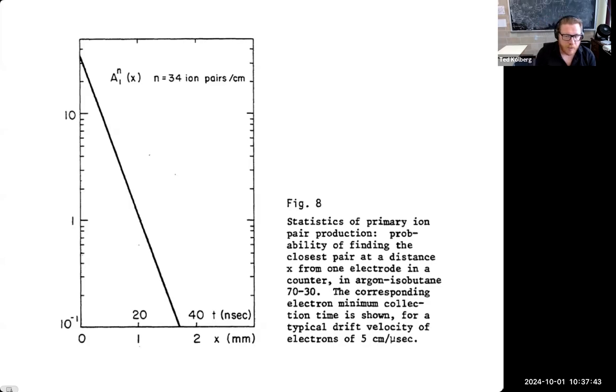So typical drift velocities in these chambers are going to be measured in centimeters per microsecond. And so that means a difference between 1/2 and 1.5 millimeters is going to be significant in terms of the timing of the signal, even if everything about the incident particle is the same.